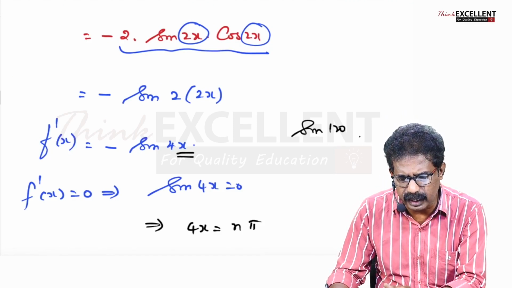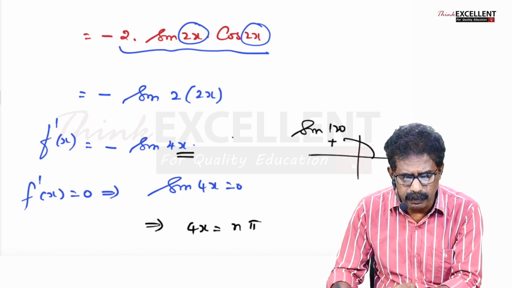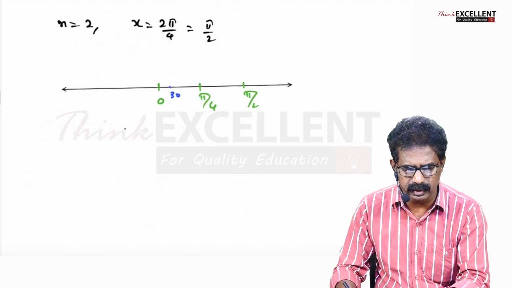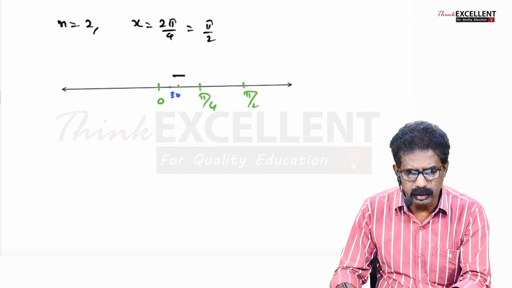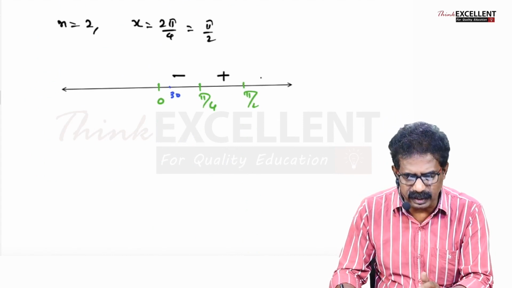Sine 120, that is 90 plus 30, right? 120 is in the second quadrant. Sine is positive, but outside we have a minus sign. So plus into minus, totally it is negative, right? So here it is negative, so decreasing. Here it is decreasing, next it will be positive, increasing, then decreasing.